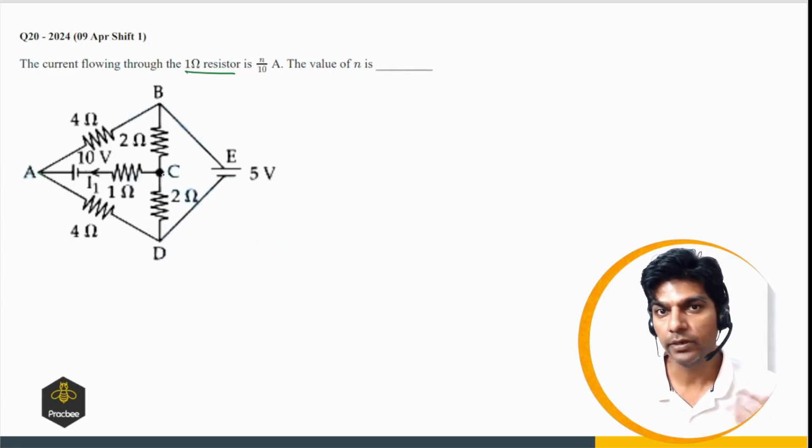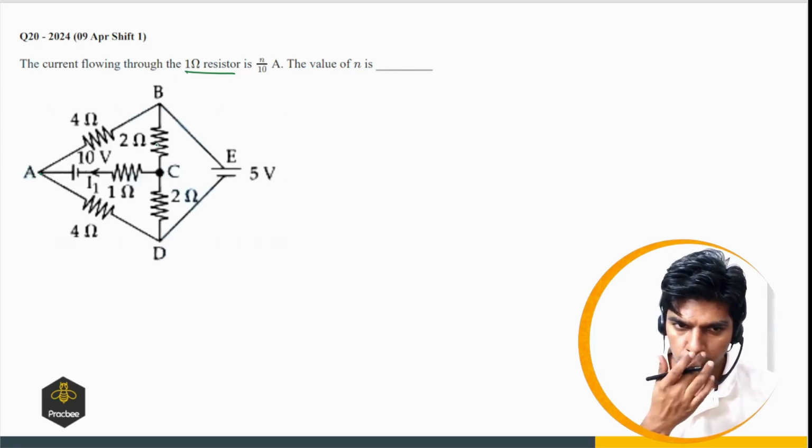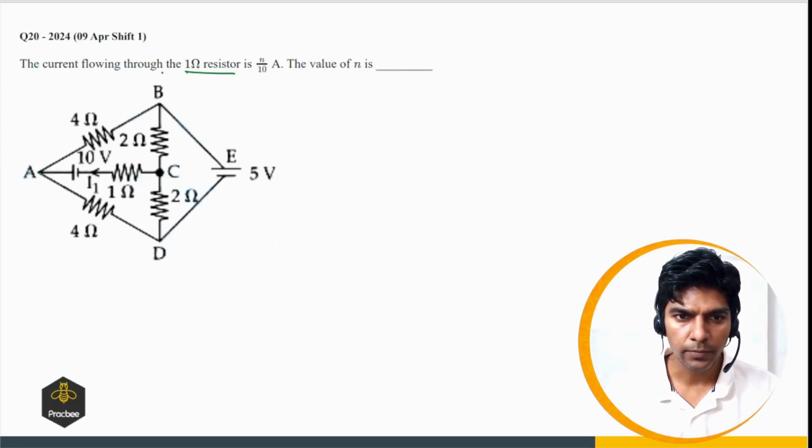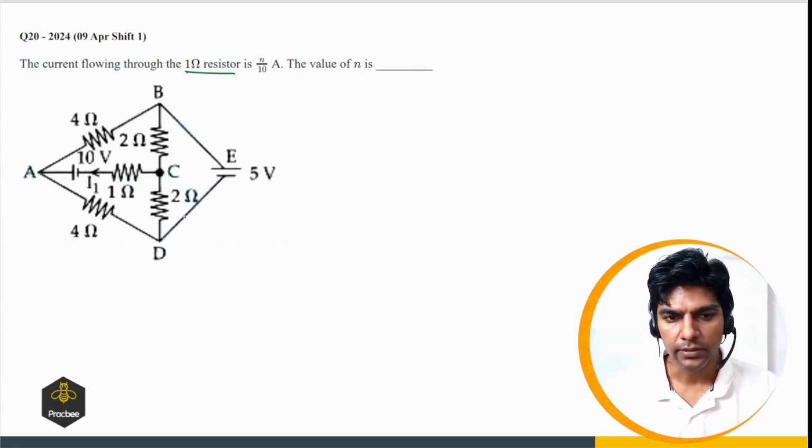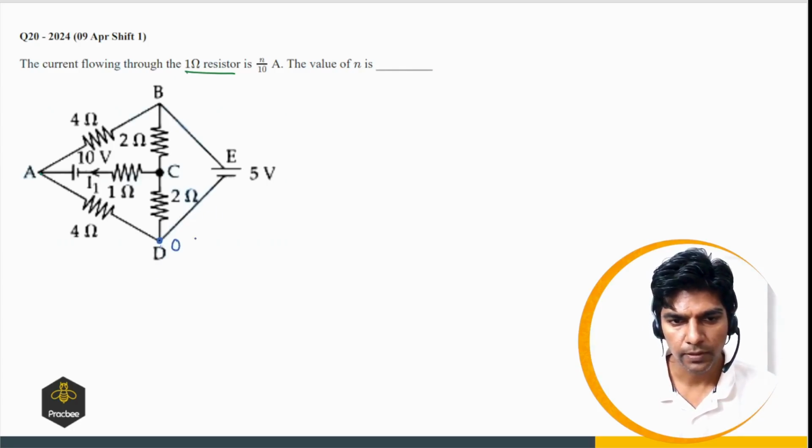So it is not a case of a balanced Wheatstone bridge, so we cannot apply that concept. Okay. So what we can do, since we have to find the current through the 1 ohm resistor, let us consider nodal voltages, right? So I'm assuming the voltage at D is 0 volts.